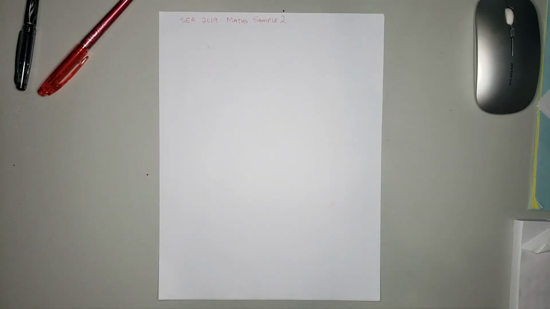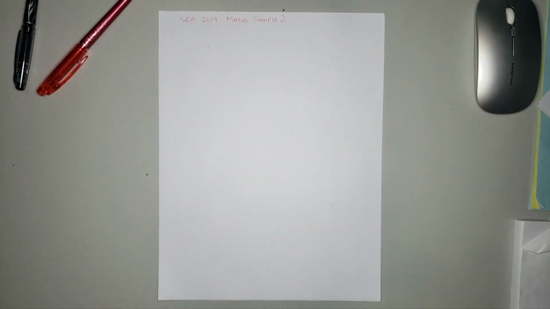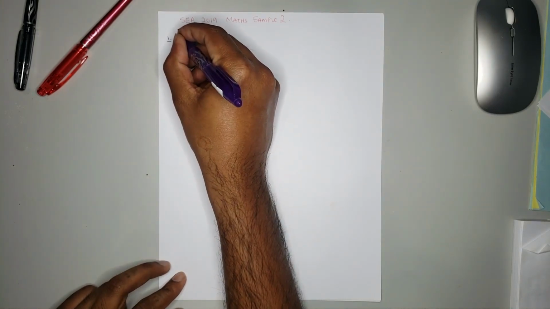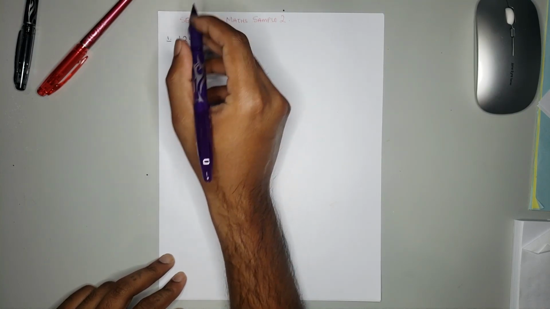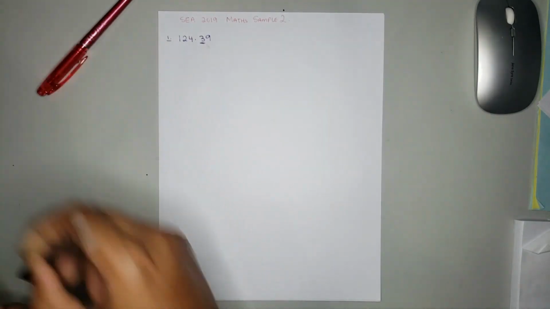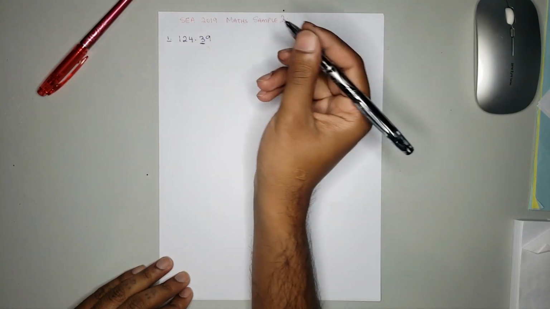Okay, so today we'll be doing the corrections for the 2019 math specimen paper number 2. Alright, so we start off with number 1. Number 1 states: write the value of the underlined digit in the numeral, and the numeral given was 124.39. The number that was underlined was the 3. So therefore, you need to work out your place value.